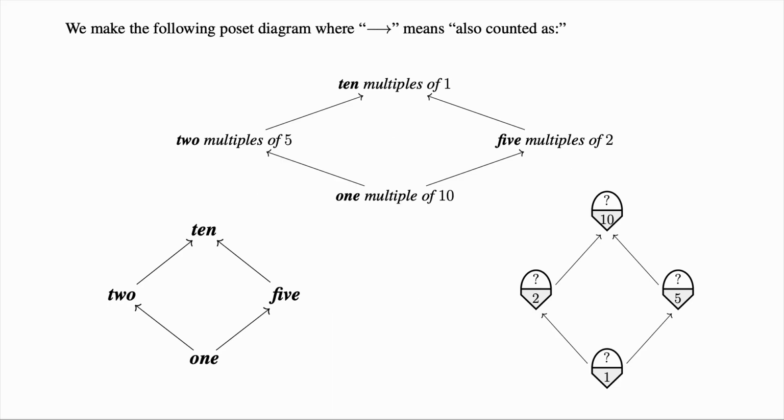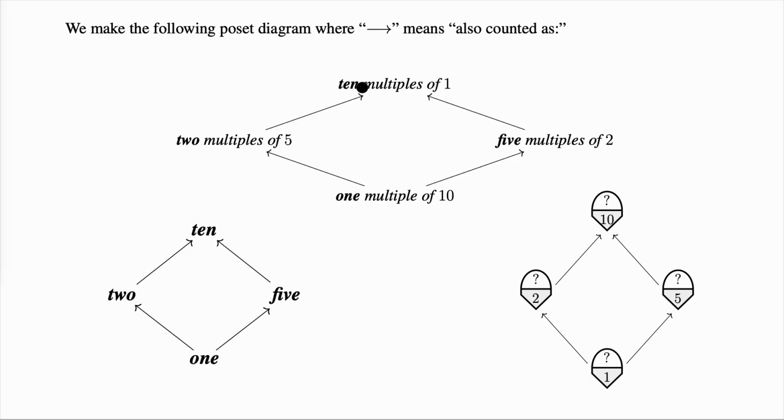Okay, so let's look at an example of something that a Mobius matrix could help us with. Let's make a poset diagram, a Hasse diagram, for this idea of 2, 10, 5, and 1, but in such a way that this is going to refer to something.